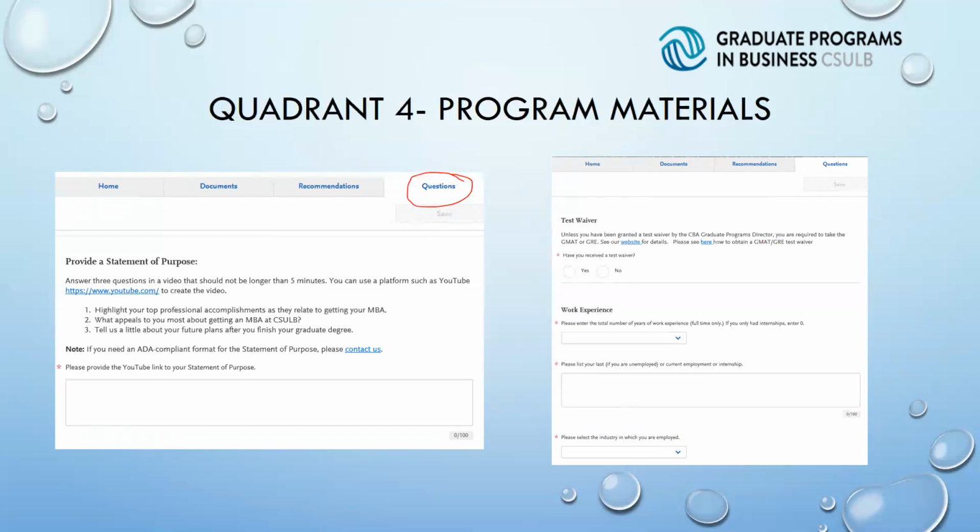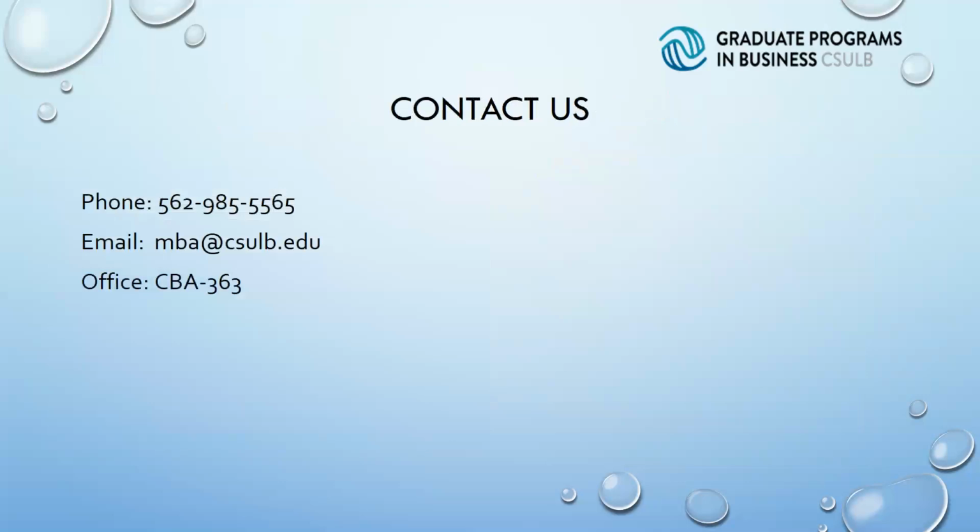If you come across any issues while you're completing your application, you're more than welcome to contact our office. You may contact us via phone, email, or by visiting us at Cal State Long Beach in CBA room 363.